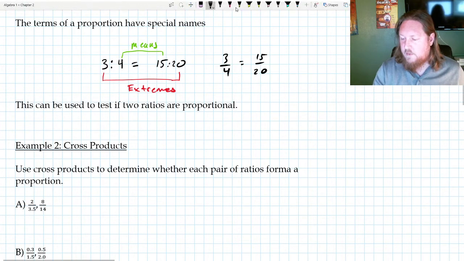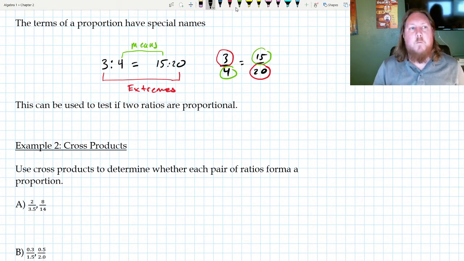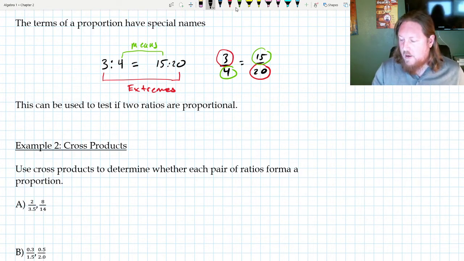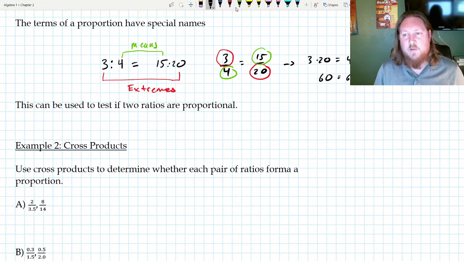So here you can see the extremes are still 3 and 20, and the means are still 4 and 15. But what can happen is we can use the test to see if these ratios are proportional by finding the product of the means and the extremes. So we can do 3 times 20, and we want to check to see if that's equal to 4 times 15. And if you're good with your multiplication, you know that both of those are 60. So that confirms that we have a proportion.